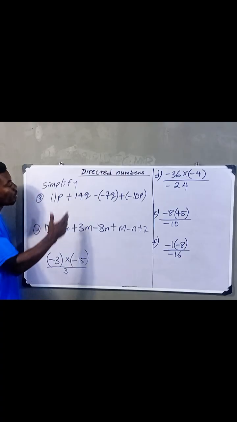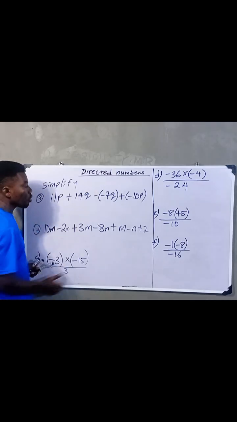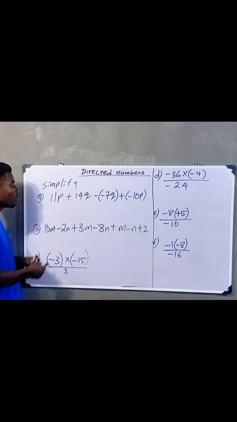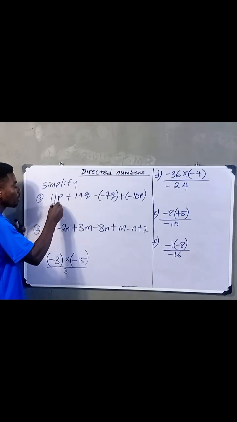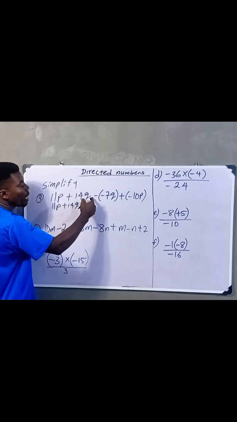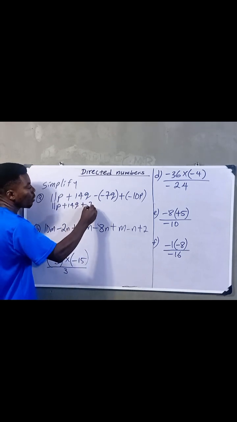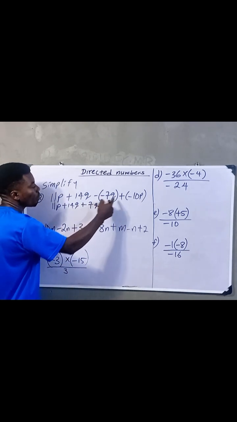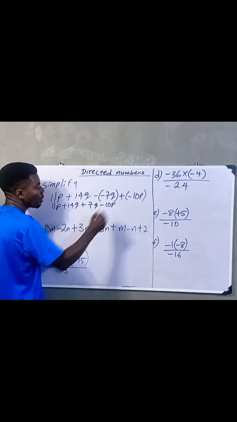Okay, so we are going to take these examples under directed numbers. How do we solve this? First of all, you solve the signs, the bracket. This becomes 11p plus 14q minus brackets minus is the same as plus 7q plus brackets minus 10p.